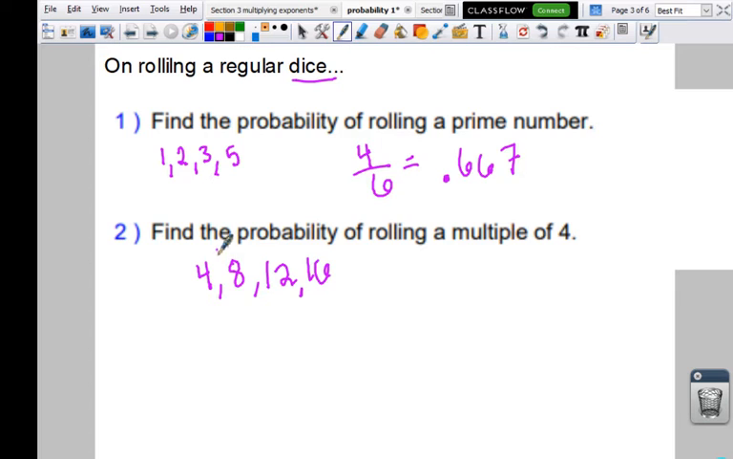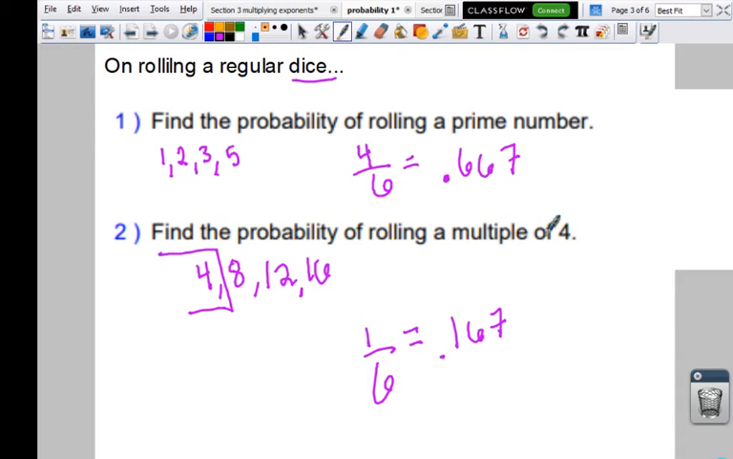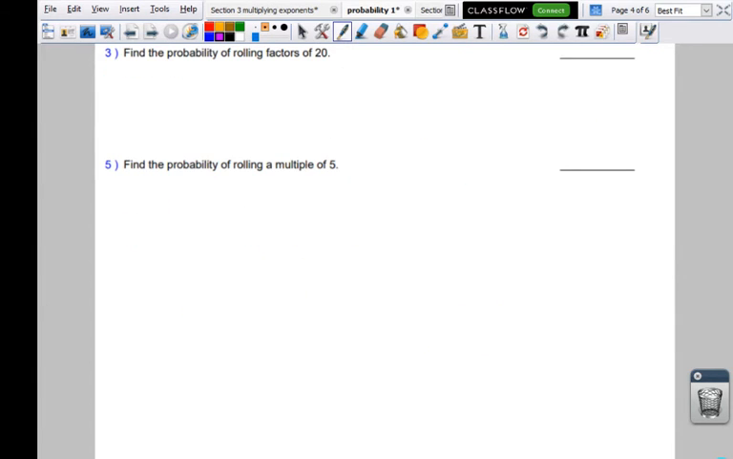So we stop at 4, because there's only 6 total. So there's only 1 out of 6, which we did earlier, and we got 0.167. We just did this one on the last slide. So that's all it is. Remember, multiple means you just count by, and we're going to count by 4s. But we only need to stop after 6 because there's only 6 sides on a die.